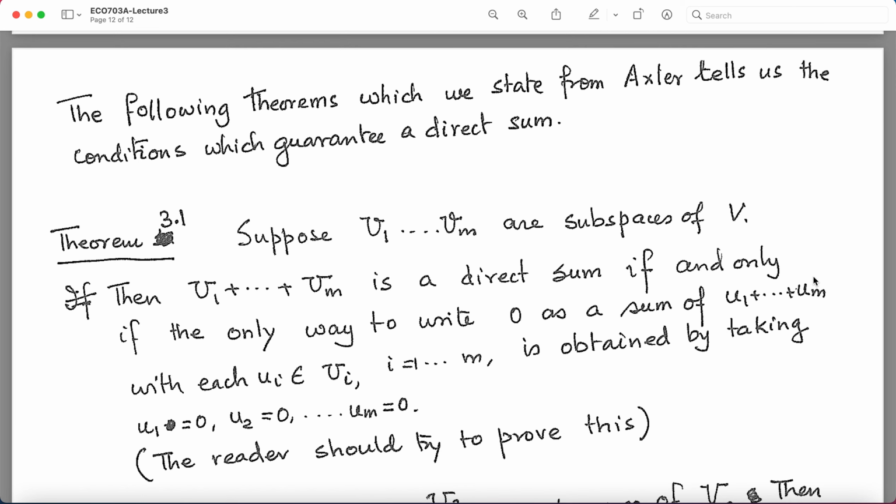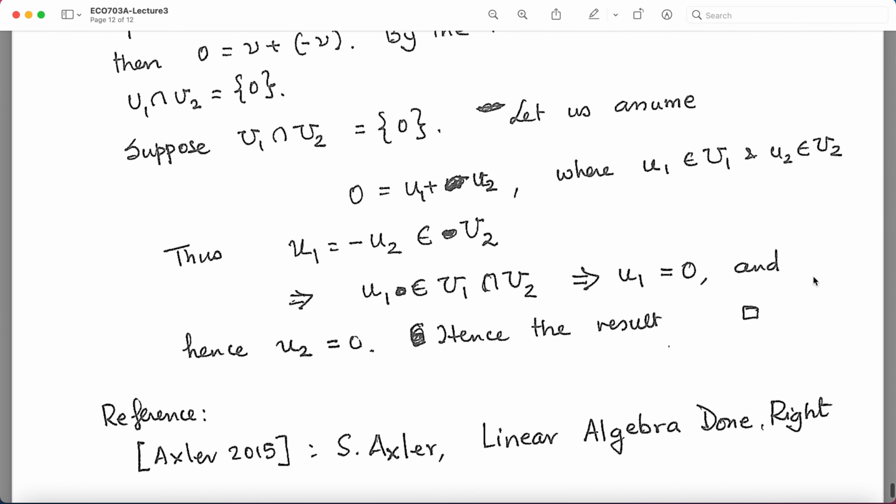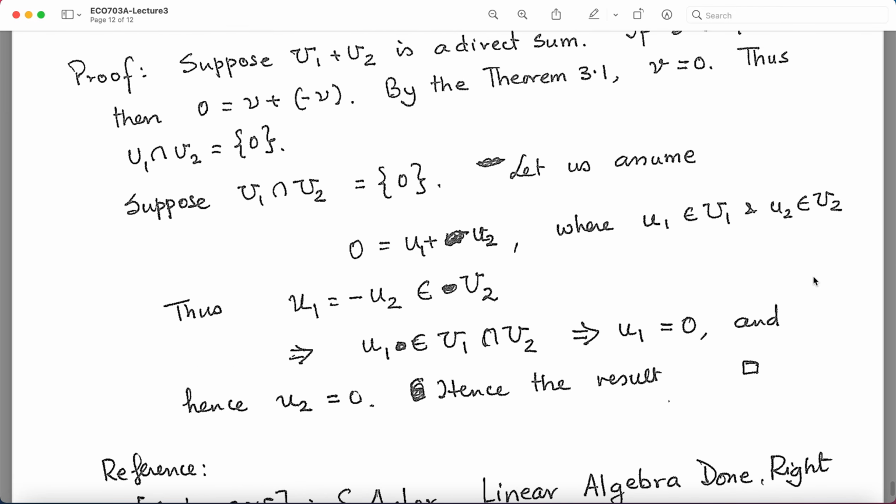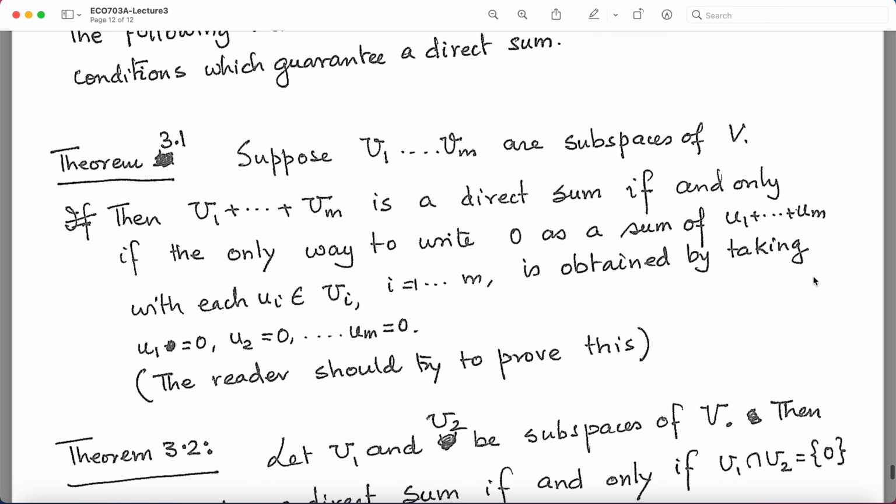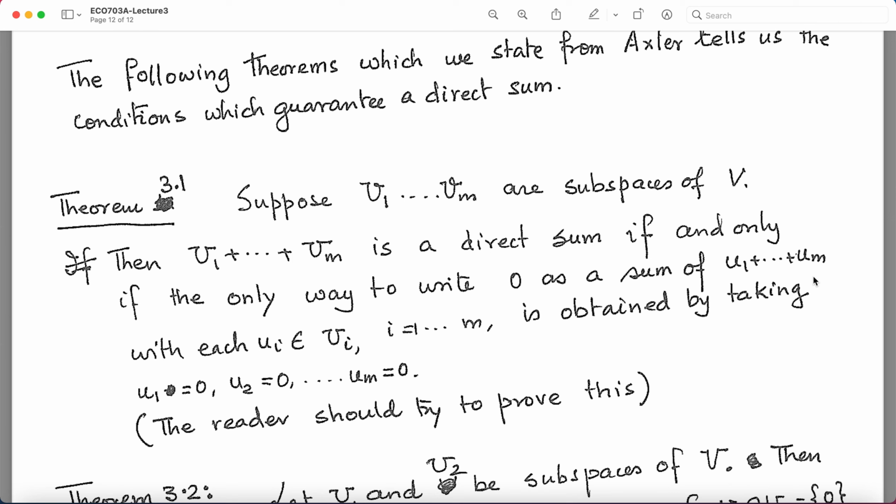These are the following theorems we mentioned from Axler, which we will not give a proof of here, the proof is very simple, so we will not prove it. We just mention them and the student should try to think about them and work out the simple proof. Suppose U1, U2, ..., UM are subspaces of V, then it gives you a criterion under which you will always have a direct sum, right.